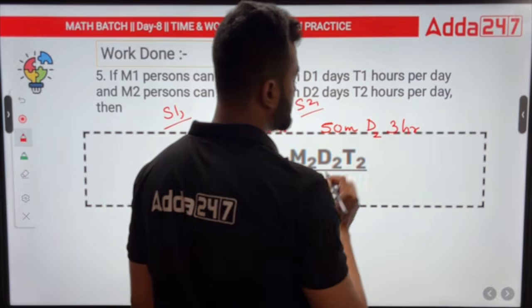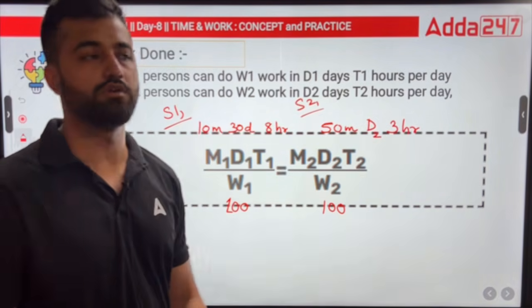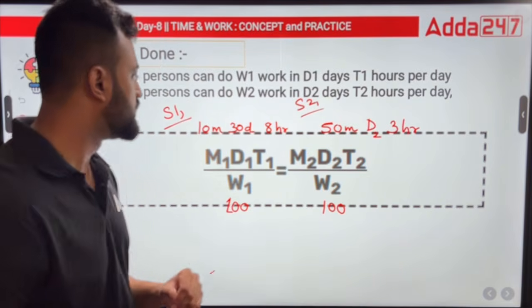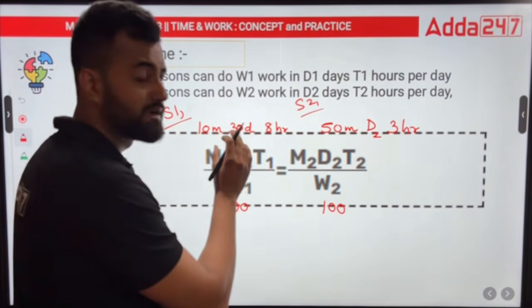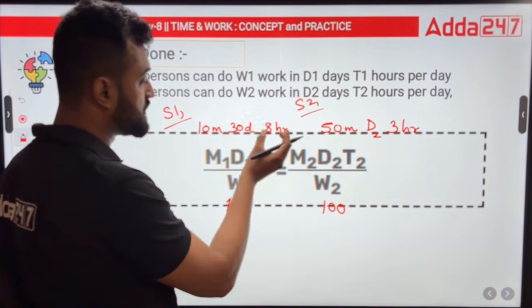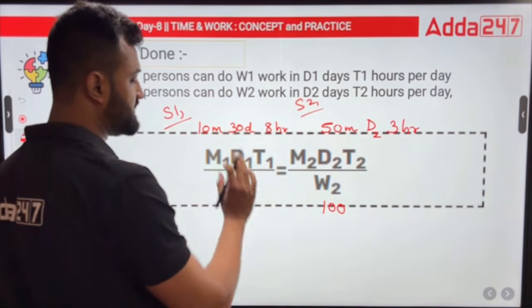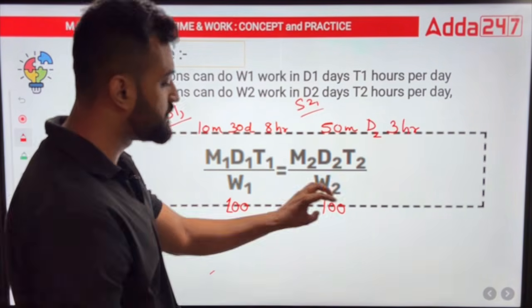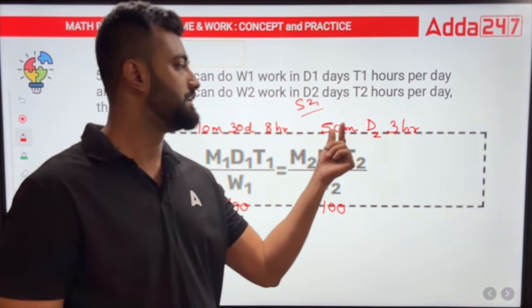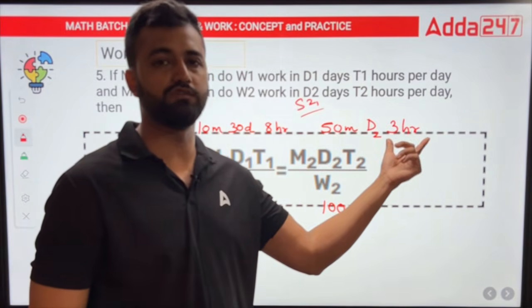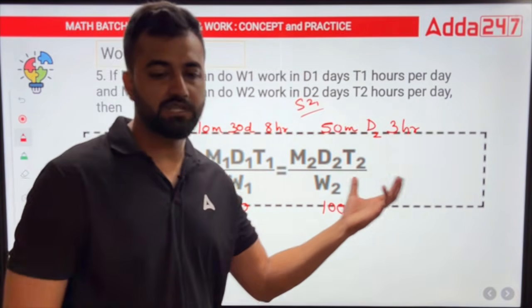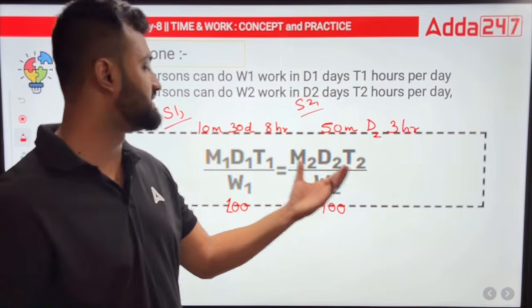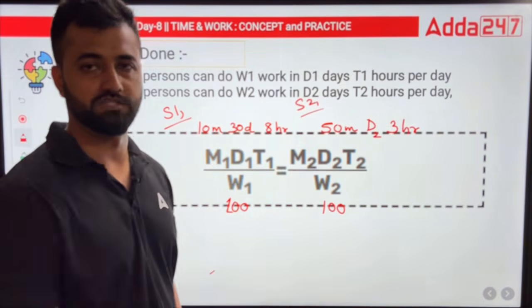So did you understand why this formula came? This formula came in order to compare the two situations. Okay, this is the first situation where I can say, sir, 10 men were working for 8 hours per day, and in that case they complete the work in 30 days and the work is 100. Now the same work will be done by 50 men, but currently they will be working for 3 hours only. In that case, in how many days will they complete the work? So such comparisons are being solved by this particular concept of MDH concept.